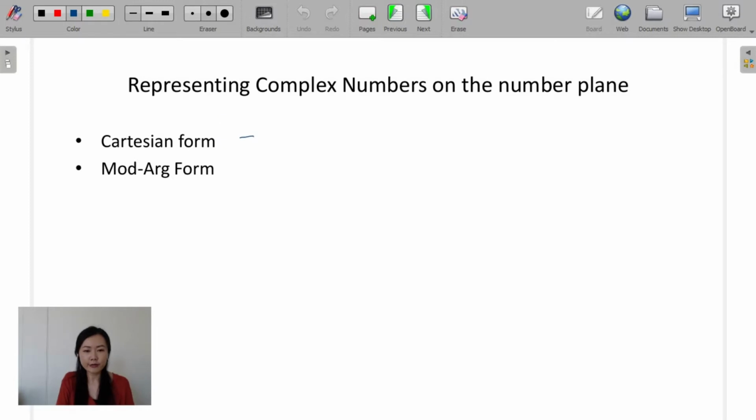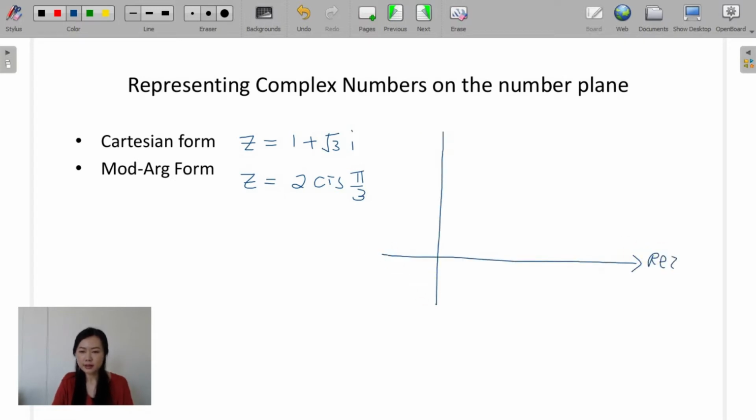A Cartesian form will be, for example, z is 1 plus root 3i, and the equivalent mod-arg form of that will be 2 cis pi on 3. So how is that represented on the number plane? The x-axis is the real axis and the y-axis is the imaginary axis. Basically they plot like coordinates, so the real part is the x part and the imaginary part is the y part.